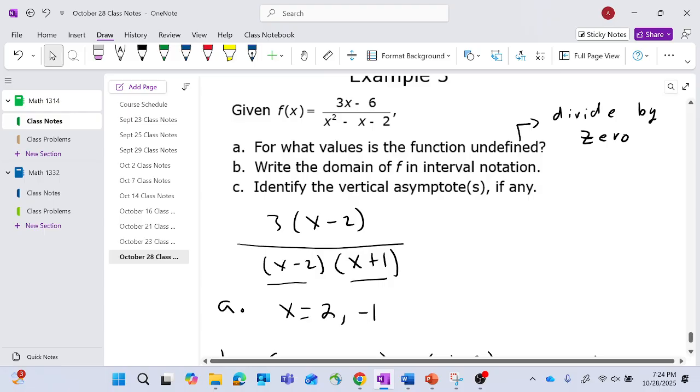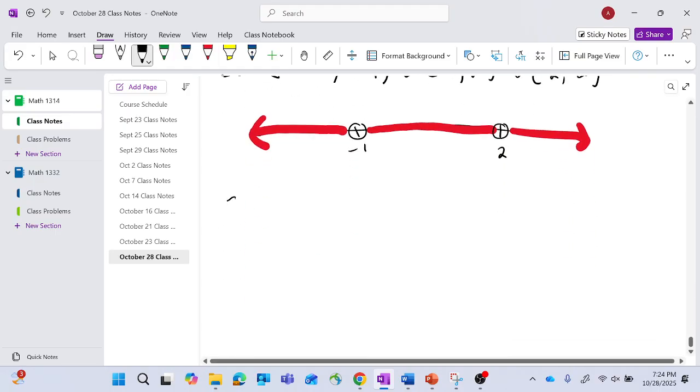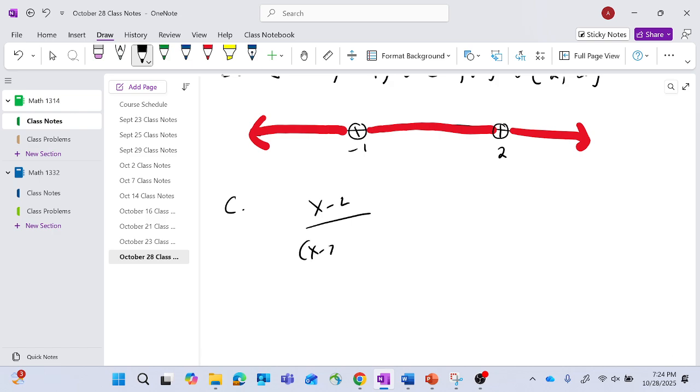Now C, identify the vertical asymptotes, if any. So I'm going to rewrite the equation: 3 times x minus 2, all over x minus 2 times x plus 1. Right, that's my equation. And we said vertical asymptotes are anything that makes the denominator equal 0, right? So there's a little caveat to that.